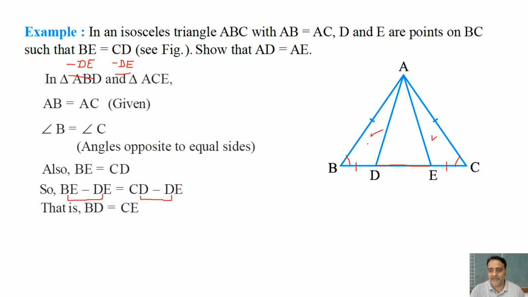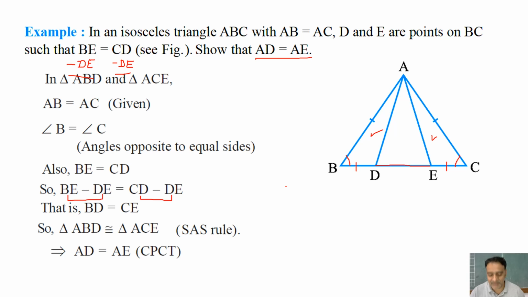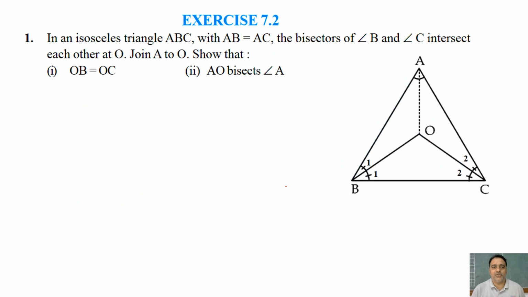Right. So by which criteria are these two triangles congruent? SAS. Right. So AD is equal to AE by CPCT. Now exercise 7.2. This is the first question. We'll do 2 or 3 questions, then the remaining questions we'll do in revision number 2.